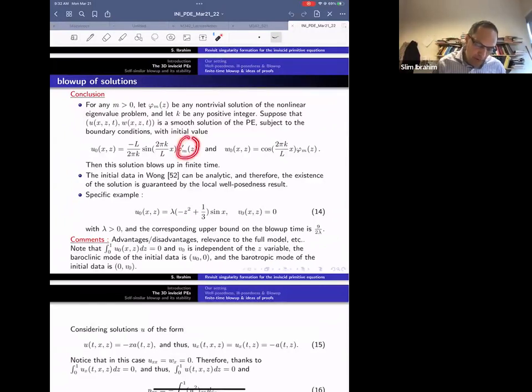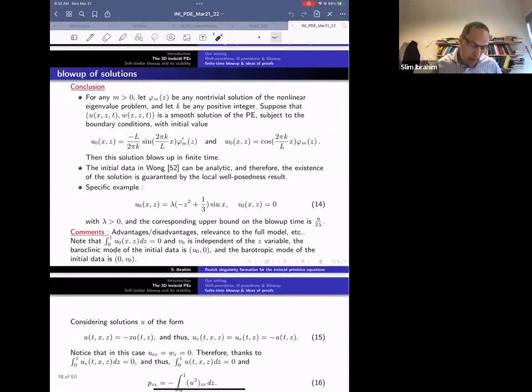So using our profile phi m, we can construct initial data, which looks like this, with the vertical initial velocity. And we know that if there is a smooth solution to this initial data, then it has to blow up in finite time. Okay, that's what our result says. The second result by Wong is in some sense better than ours, in the sense that you can choose analytic data that satisfy Wong's condition. Okay, you can construct them explicitly.